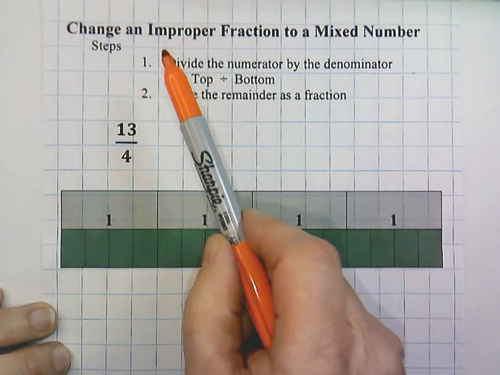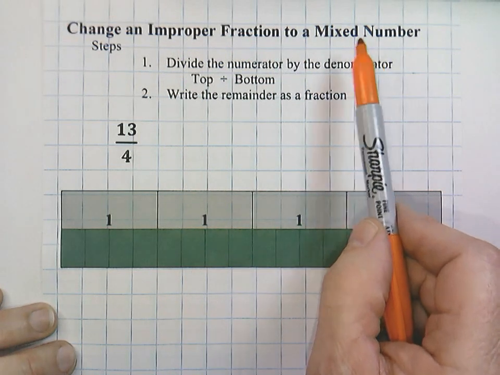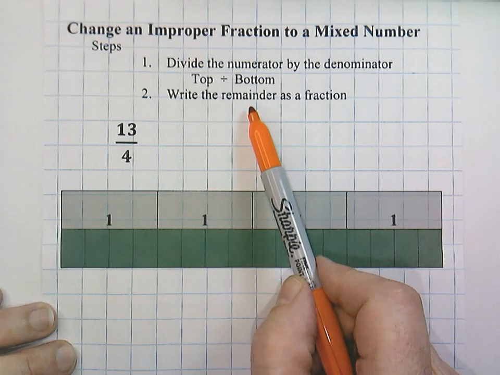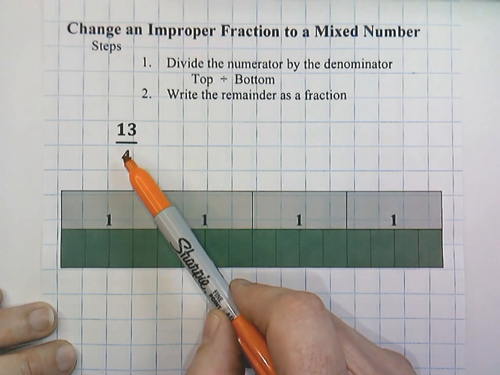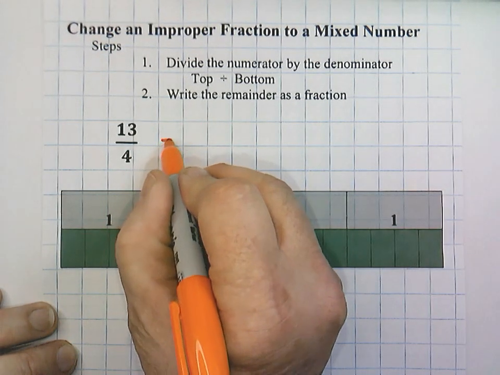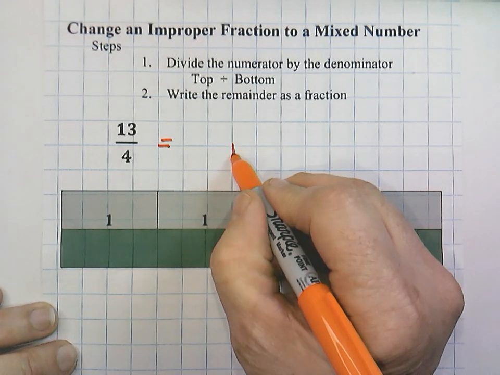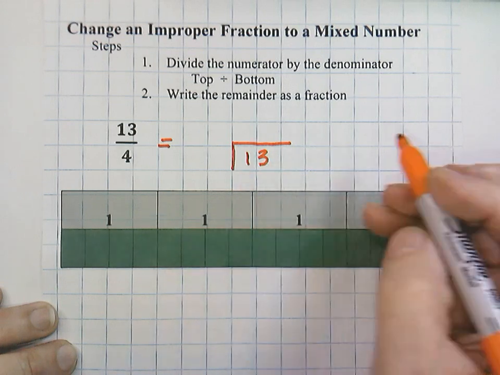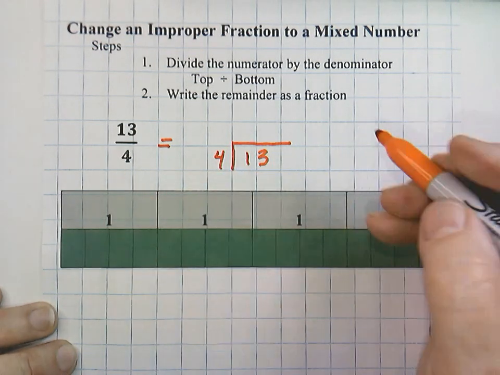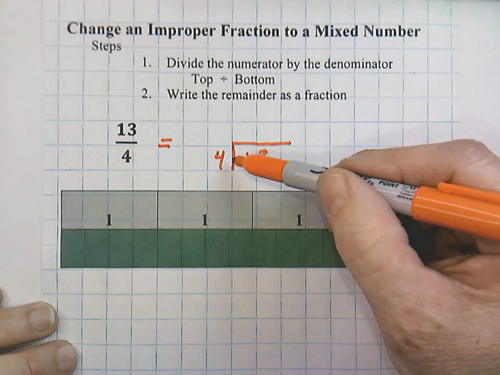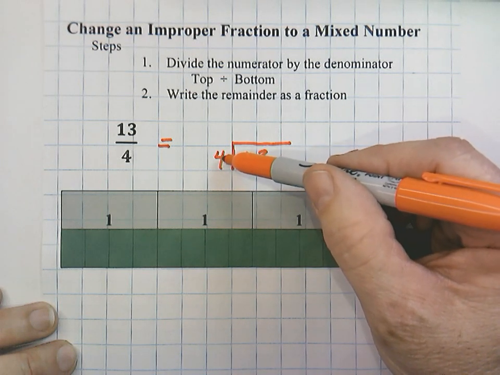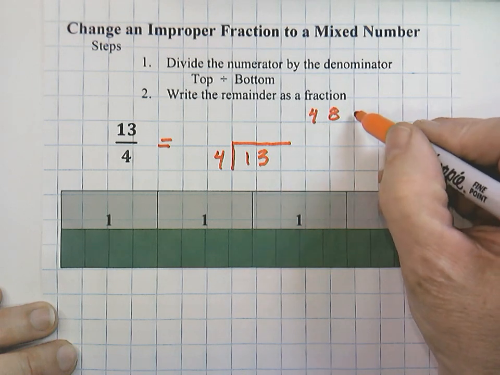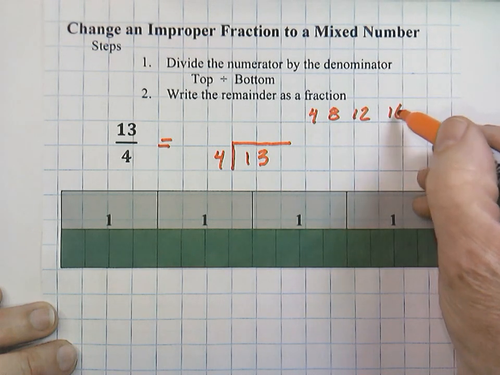Try another one. Change an improper fraction to a mixed number. Remember, we're going to divide, and we're going to make sure we write our remainder as a fraction. 13/4. 13 divided by the bottom number of 4. If you're struggling with your division, remember that we could use multiples. Let's take 4, and we could say 4, 8, 12, and 16.